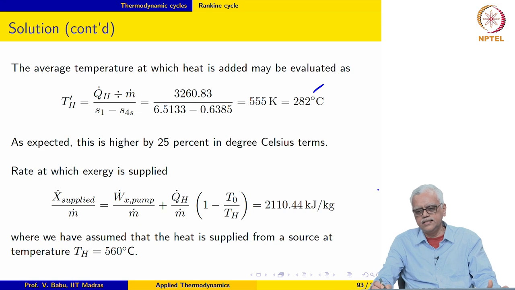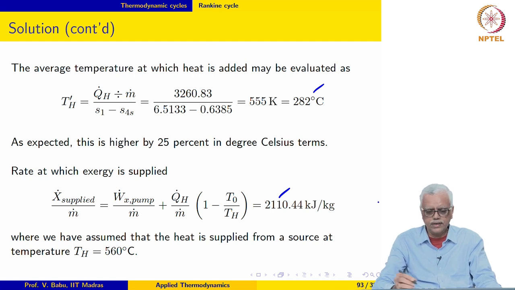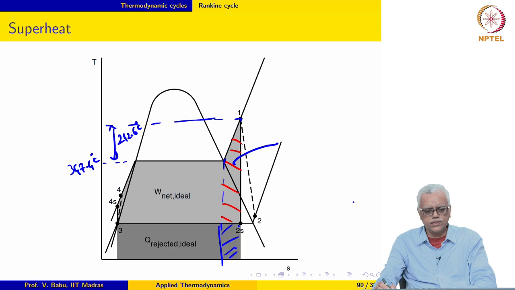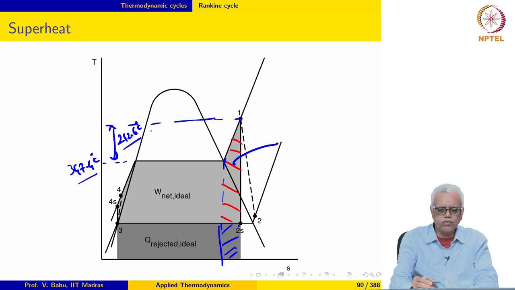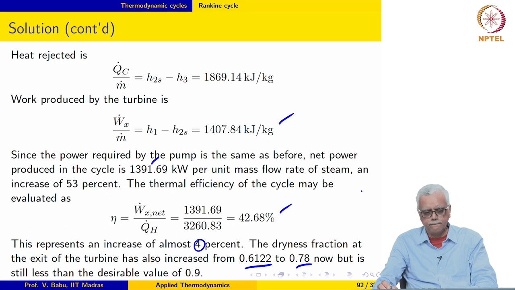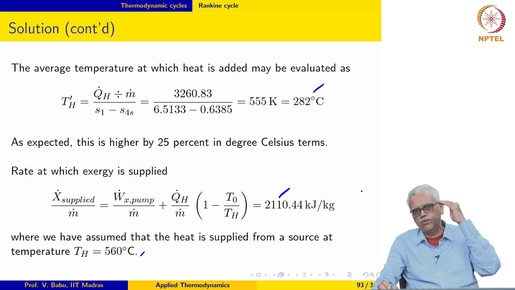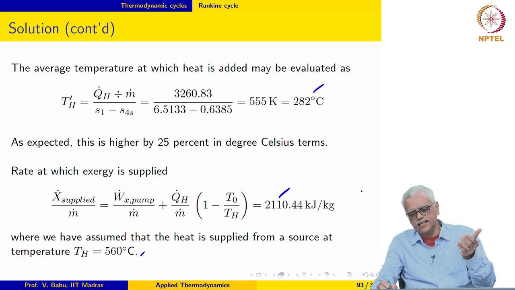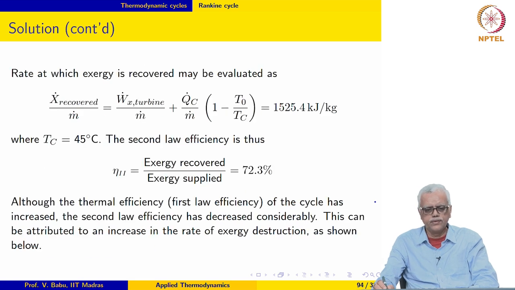The average temperature at which heat is added has increased now, understandably, because we have superheat also now. So, the rate at which exergy is supplied is 2110.44 kilojoule. Notice that we have assumed this reservoir to be at a temperature of 560 degrees Celsius. As we indicated here, 347.4 plus 212.6, so that is 560 degrees Celsius. So, the reservoir is maintained at 560 degrees Celsius and heat is supplied from that reservoir. The rate at which exergy is recovered comes out to be like this. And second law efficiency is 72.3%.